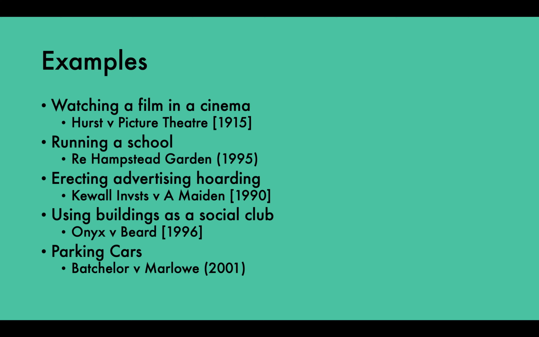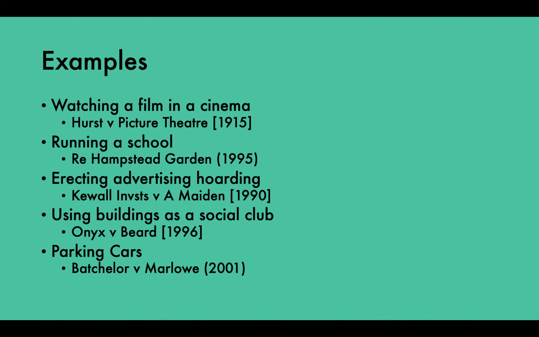And there's also parking cars as an example. So you need a license to park your car. And in Batchelor and Marlow, we can see this. So the right to park a car in a particular area in residential accommodation can be incredibly valuable. So it is important to know whether parking your car in a space reserved for you is a proprietary interest, because if it is, it will make your house a lot more valuable when you sell it on.